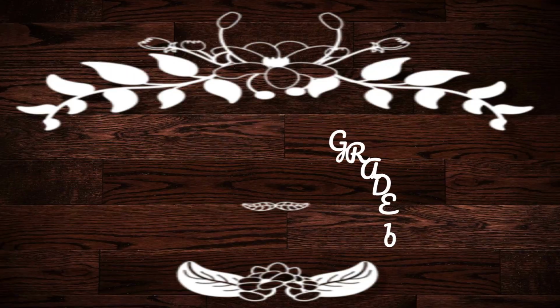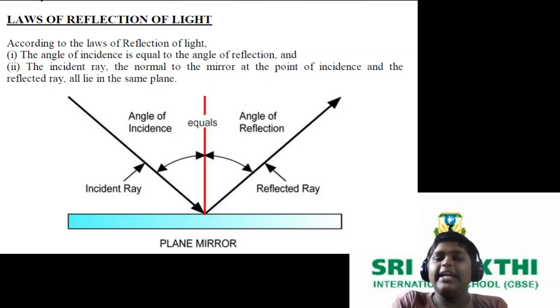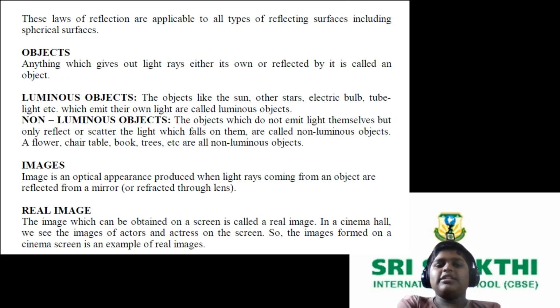Now we are going to see the topic of laws of reflection of light. According to the laws of reflection of light, the angle of incidence is equal to the angle of reflection. And the incident ray, the normal ray to the mirror at the point of incidence, and the reflected ray all lie in the same plane, as shown in the figure. These laws of reflection are applicable to all types of reflecting surfaces, including spherical surfaces.